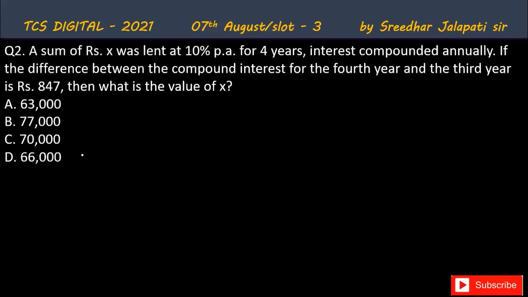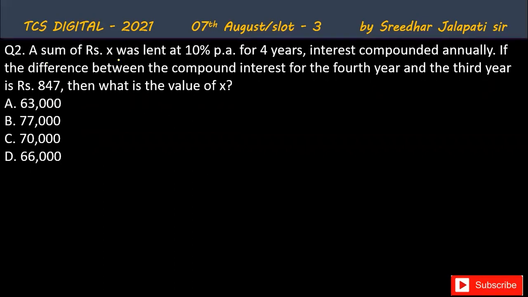Here is the solution for question number 2. A sum of rupees X was lent at 10% per annum for 4 years, interest compounded annually. If the difference between the compound interest for the 4th year and 3rd year is rupees 847, then what is the value of X?